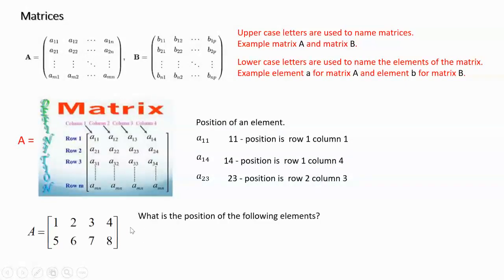Now, let's do a self-check here. What's the position of the following elements? A13, it means, right, the first row, third column, which will be, the spot will be 3. A24, the 2 stands for the second row, and the 4 stands for column 4. This is a second row, column 4, 1, 2, 3, 4, so it's going to be 8.